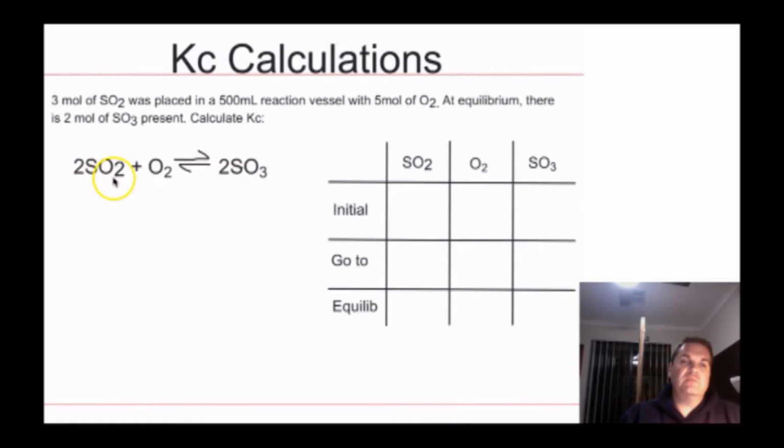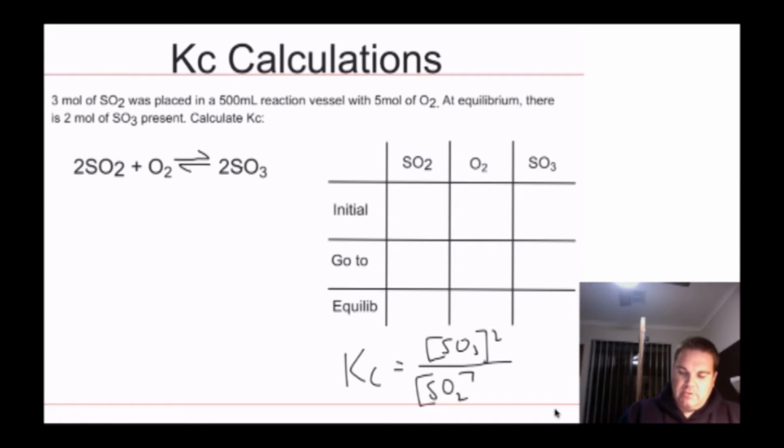So for this one we've got some sulfur dioxide with oxygen giving us sulfur trioxide. So I'll start off by writing here the Kc expression. So Kc is equal to the concentration of our sulfur trioxide squared over the concentration of our sulfur dioxide squared times by the concentration of our oxygen. Okay, so we'll keep that in mind as we go through and do our calculations.